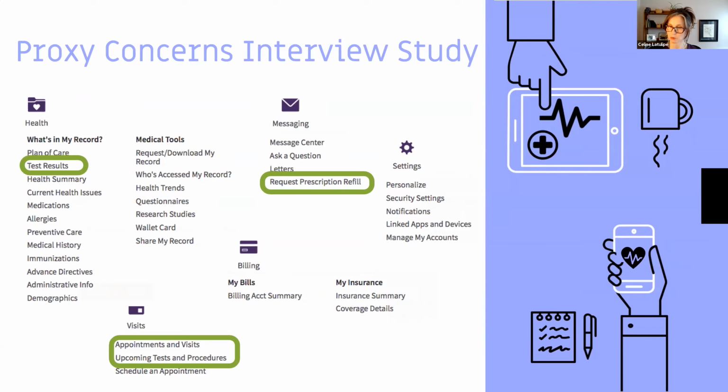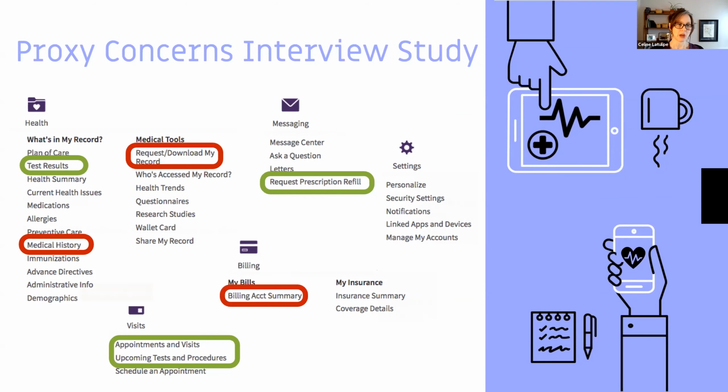Request prescription refills was fine. Looking at and scheduling upcoming appointments and visits, that was no problem. They thought that was all actually quite helpful. They were concerned about their close others or their caregivers having access to their entire medical history. Request or download the record, and the record is everything on the portal. And they were also concerned about their billing account summaries. They didn't want people to see how much they owed. So, finances are something that people are a little sensitive about.